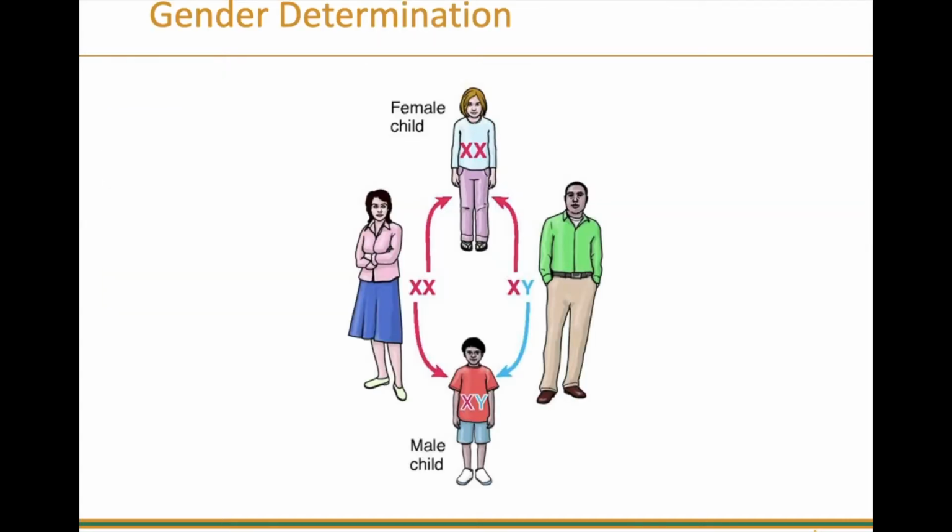Alright, this figure shows how the gender of a child is determined, and in humans, it's different in different species. Basically, you're going to get an X chromosome from your mother, no matter what. And from your father, you may get an X or a Y. And if you get two X's, you're a female. If you get an X and a Y, you're a male. So that's gender determination.